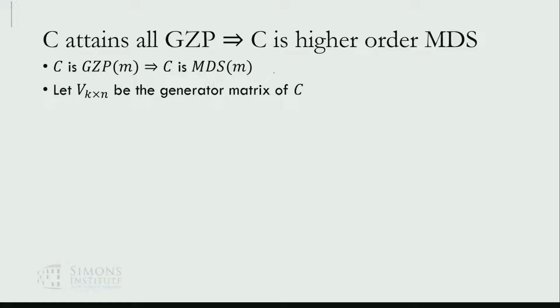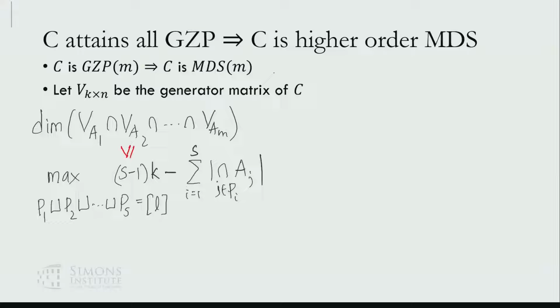So what we need to show is the following: that ZZP implies higher order MDS, or you can show the other way as well. But let's say concretely, this is what I want to show: if my code, by basis change, can get all possible zero patterns until order M, then my code is also higher order MDS, which means the intersections of the column subspaces should be as minimal as possible. So how do we prove it?